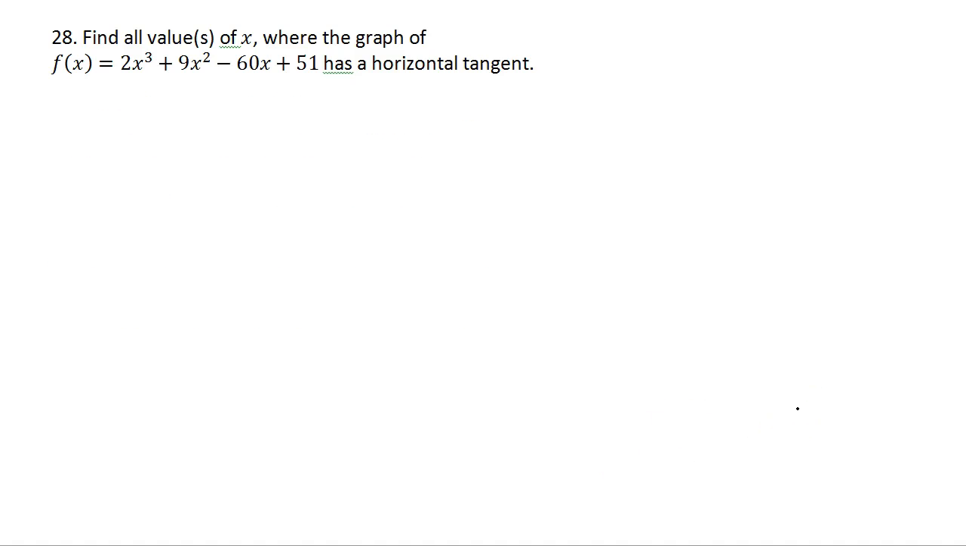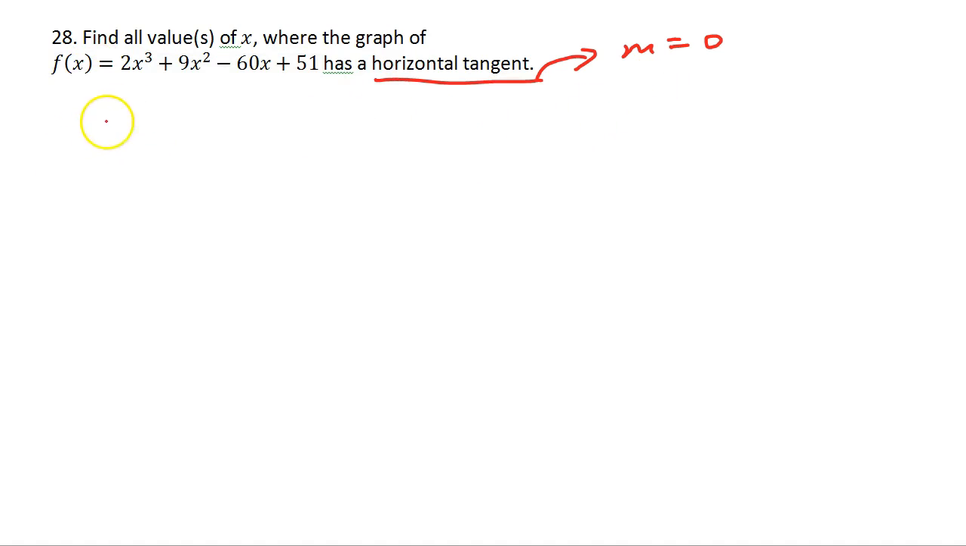Find all values of x where the graph of f, given like this, has a horizontal tangent. Okay, what does horizontal tangent mean? That means the tangent line is a horizontal line. That means the slope is equal to 0, because horizontal lines have slope 0.